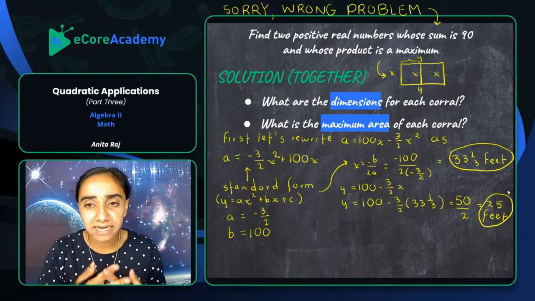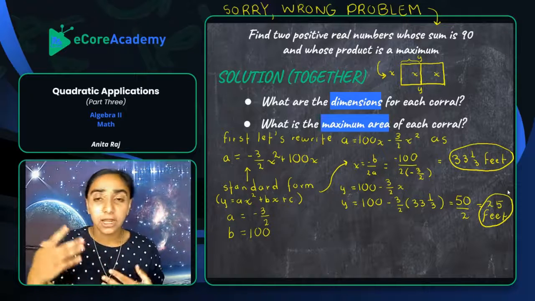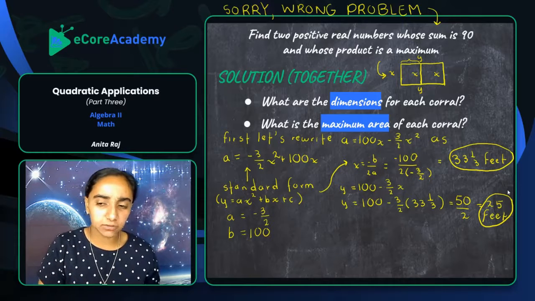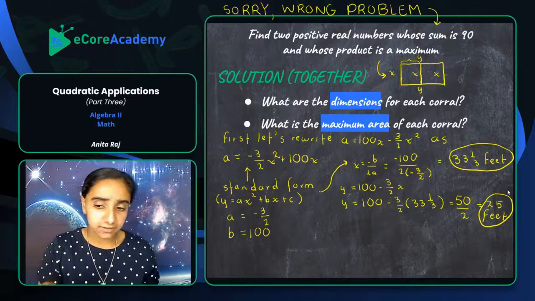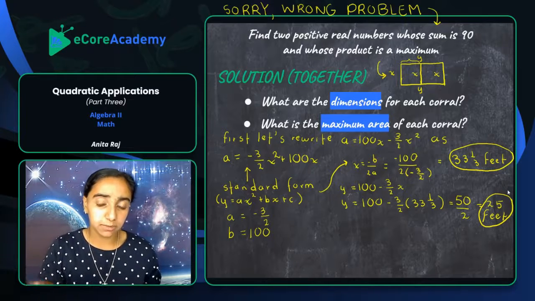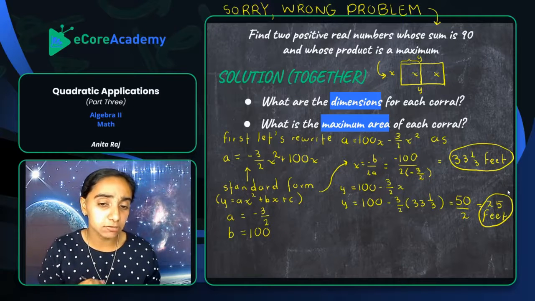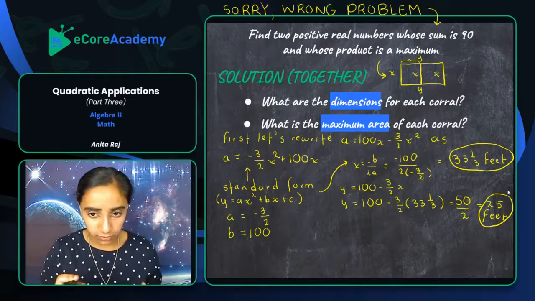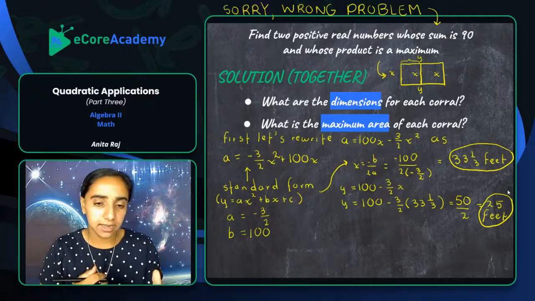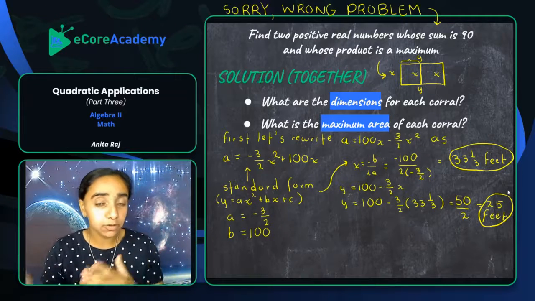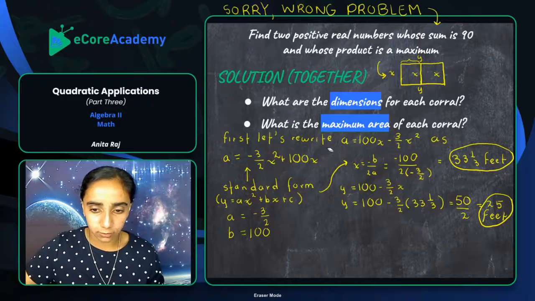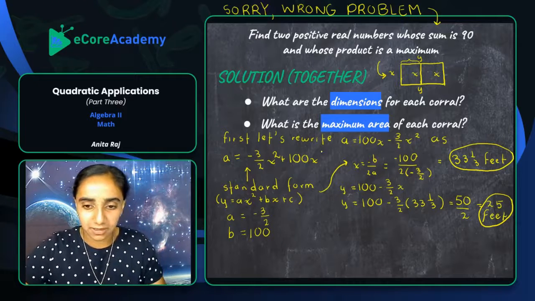Lastly, we need to find the maximum area of each corral. And you might be thinking, oh, we can just take x, which was 33 1/3, and plug it into A equals negative 1/3 over 2 x squared plus 100x. You might have thought about that because technically A, the area, is equal to this equation right here.